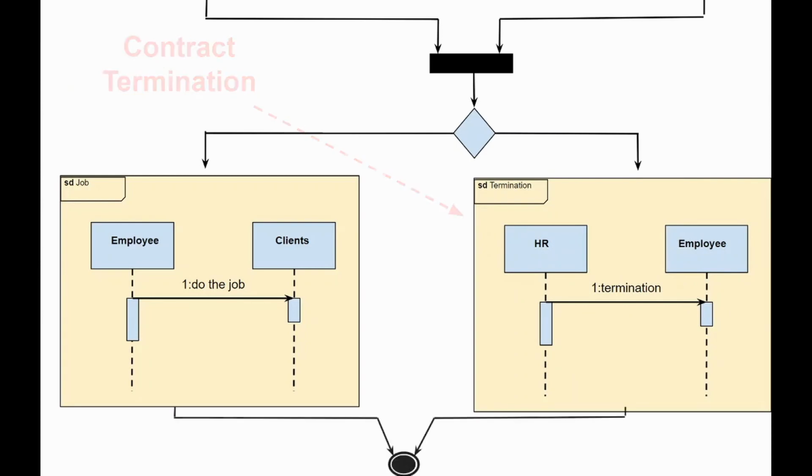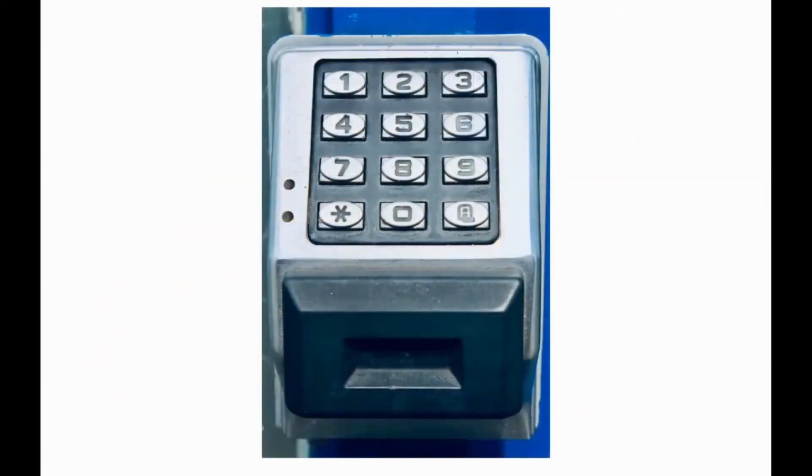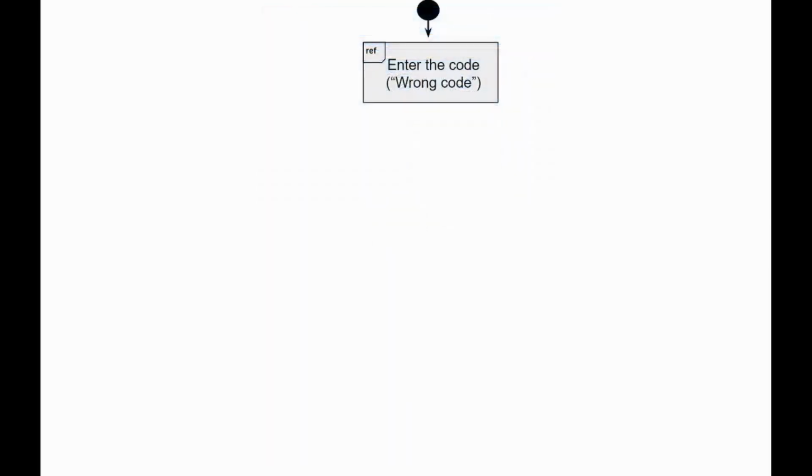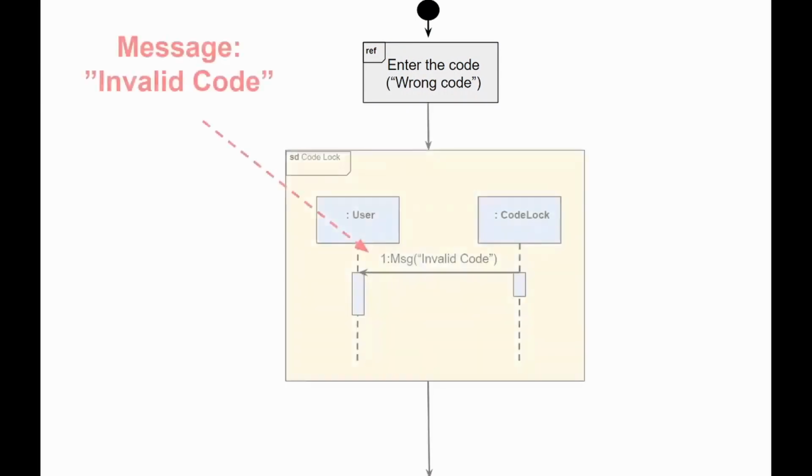Here are a few more examples to examine. Here is how we can depict the interaction with the code lock on the door using the interaction overview diagram. Interaction use: enter the code, first appears with the argument invalid code. Then the interaction follows that indicates the code is entered incorrectly, which is displayed on the diagram using the built-in fragment from the sequence diagram.